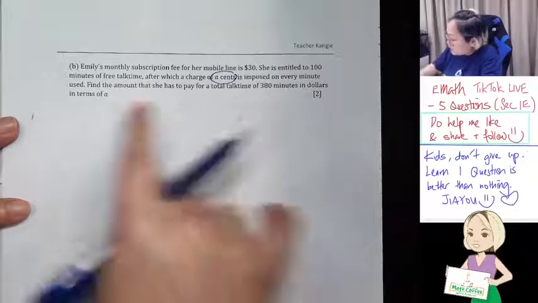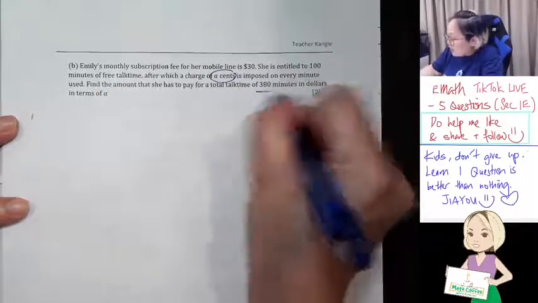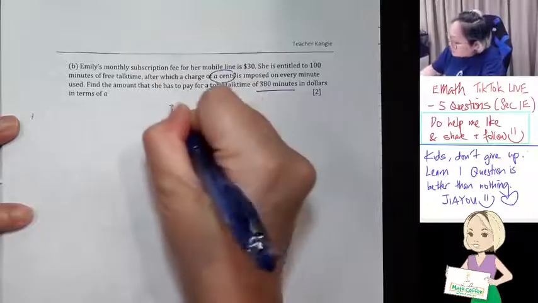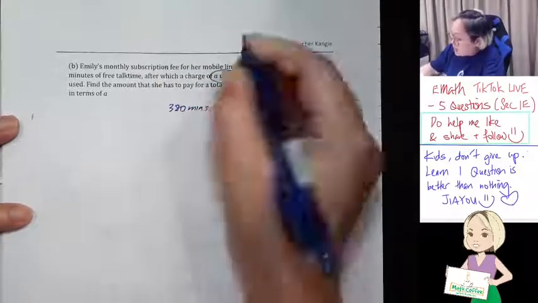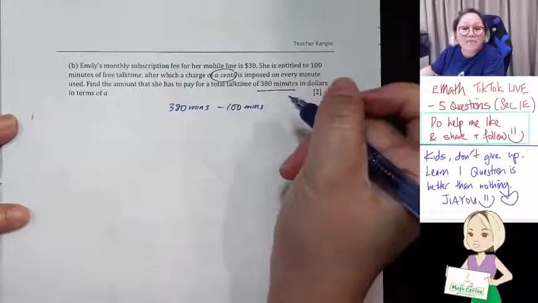So what we're going to do is, they ask us to find the amount that she has to pay for a total talk time of 380 minutes. So for these 380 minutes, I'm going to minus 100 because the first 100 minutes is free, FOC.